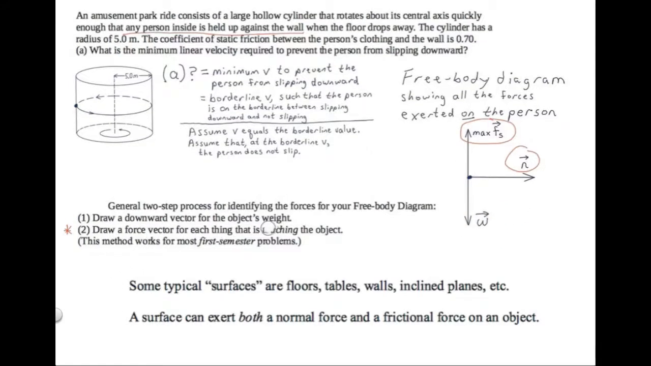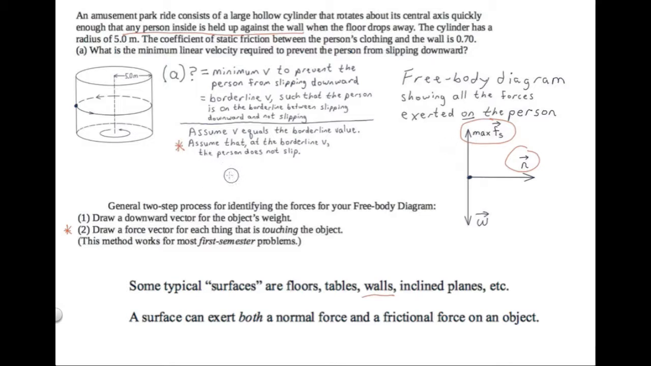First, we draw the vector for the object's weight. Next, we ask what is touching the object. Well, the wording of the problem makes it clear that the person is touching the wall of the cylinder. A wall is the type of thing that we treat as a surface, and a surface can exert two forces, both a normal force and a frictional force. And we know from the problem that there is friction in this problem.